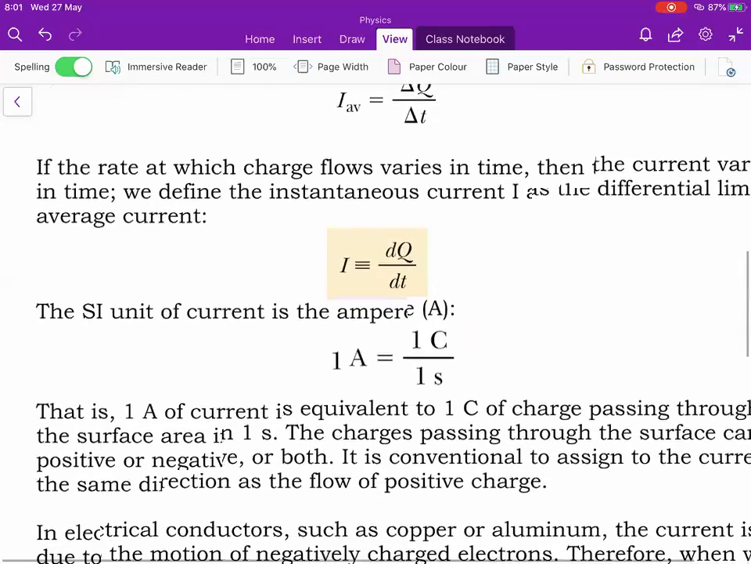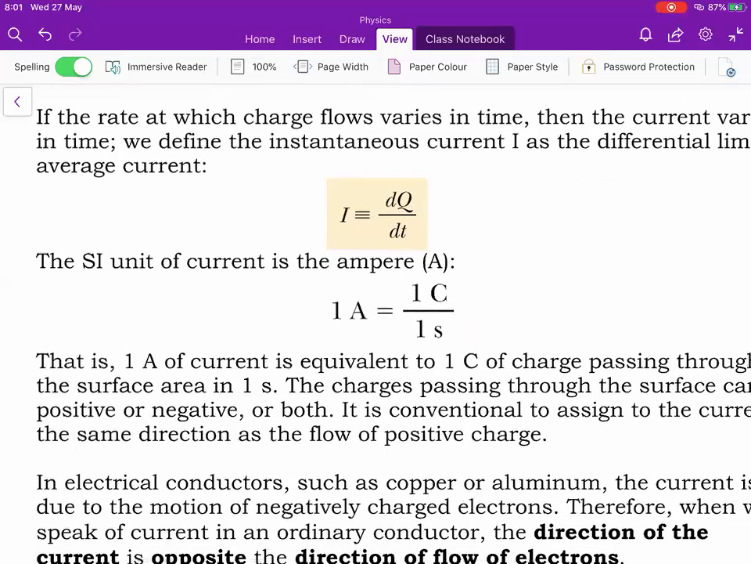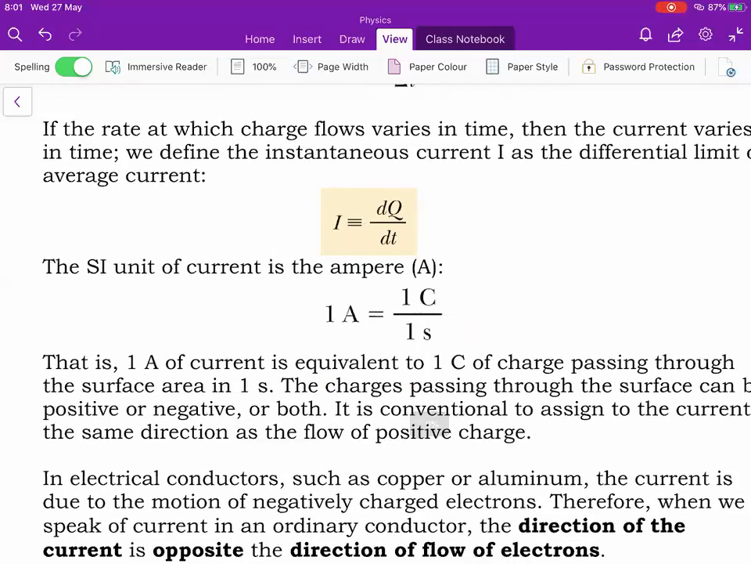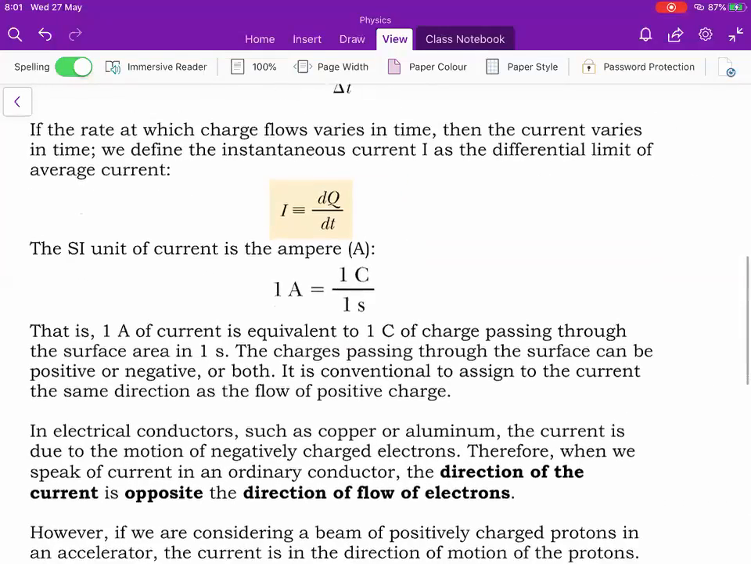Ampere is the SI unit, which is 1 coulomb per second. A is small in the full name ampere, but the symbol is capital A, in compliance with the rules of the SI system.